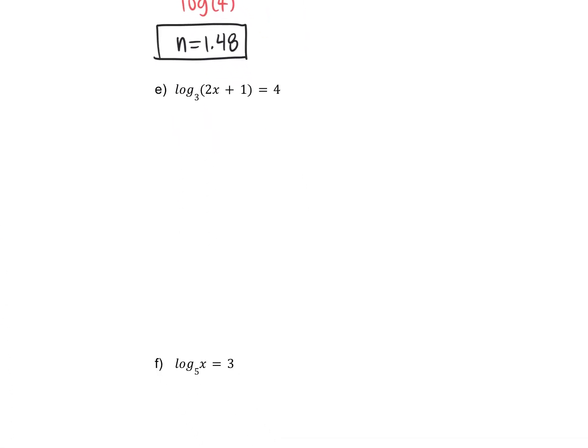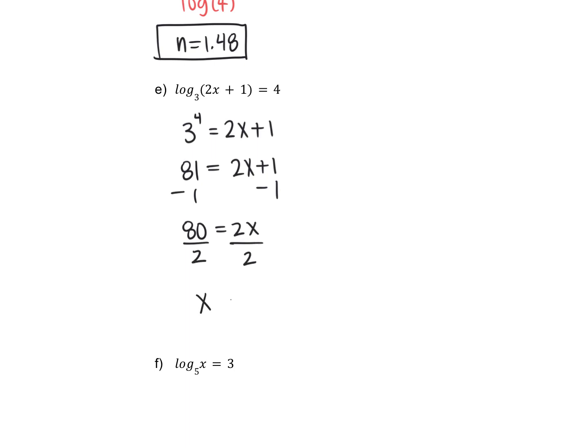For our last two examples, we'll go ahead and convert from logarithmic to exponential form. So we have log base 3 of 2x plus 1 equals 4. So when I convert to exponential form, it becomes 3 to the 4th equals 2x plus 1. 3 to the 4th is 81. So 81 equals 2x plus 1. We're then going to subtract 1 from both sides. So we get 80 equals 2x. Divide both sides by 2, and x equals 40.